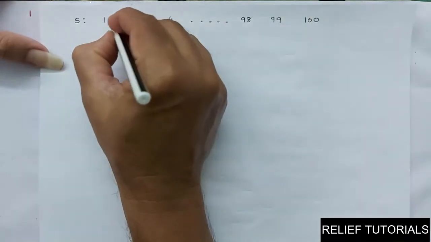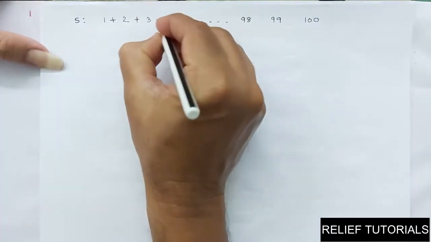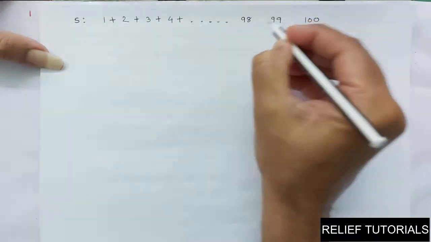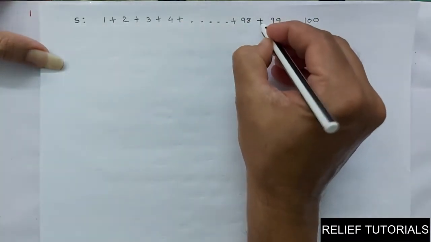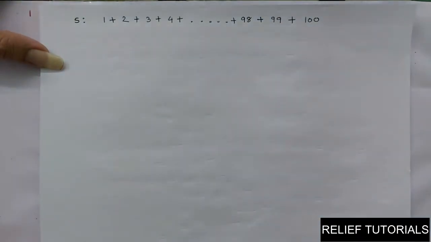Many years before, when Gauss, a German mathematician, was just 10 to 11 years old, his teacher in a classroom, in order to keep the students busy, gave this problem and told them to find the sum of all these 100 natural numbers. So you want to find the sum of these 100 natural numbers. What will be the answer, we will see here.